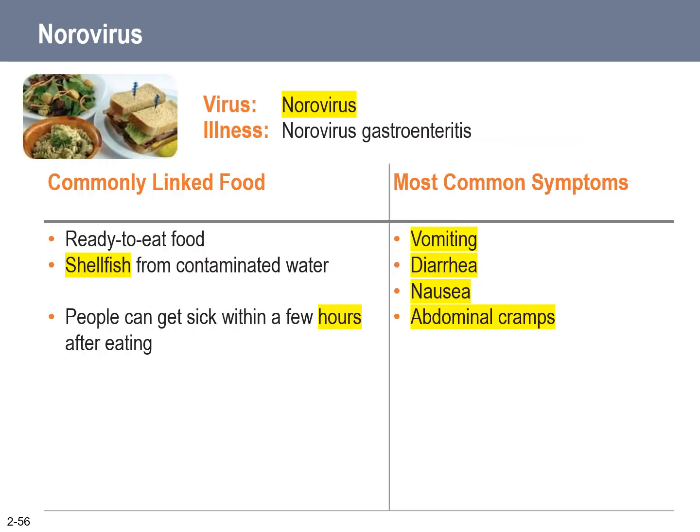Norovirus. This is the main one where people can get sick. This would be the most popular one, I guess. But it's highly contagious and is very easily spread. So they are linked to ready-to-eat food and shellfish from contaminated water. People can get sick within a few hours after eating. Most common symptoms are vomiting, diarrhea, nausea, and abdominal cramps.